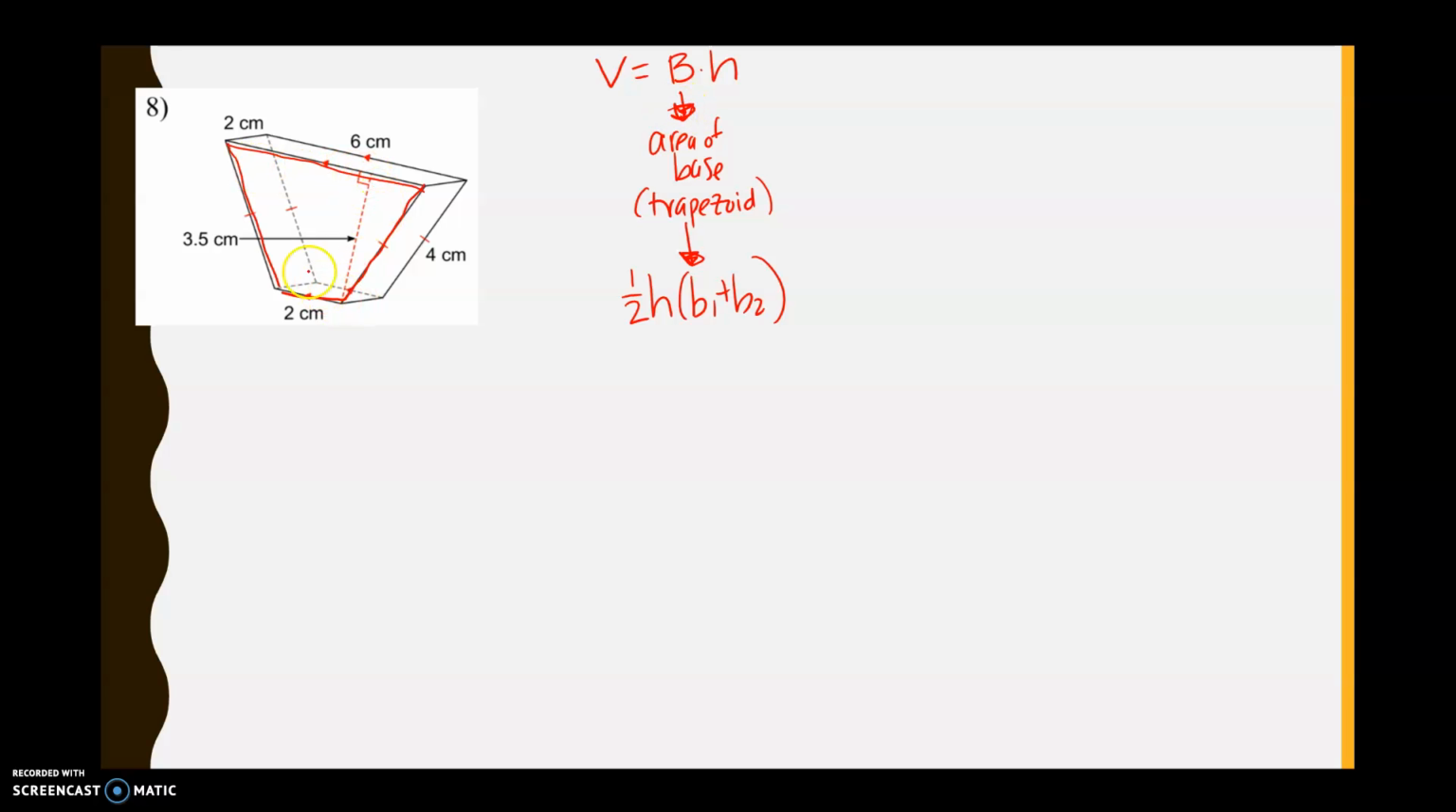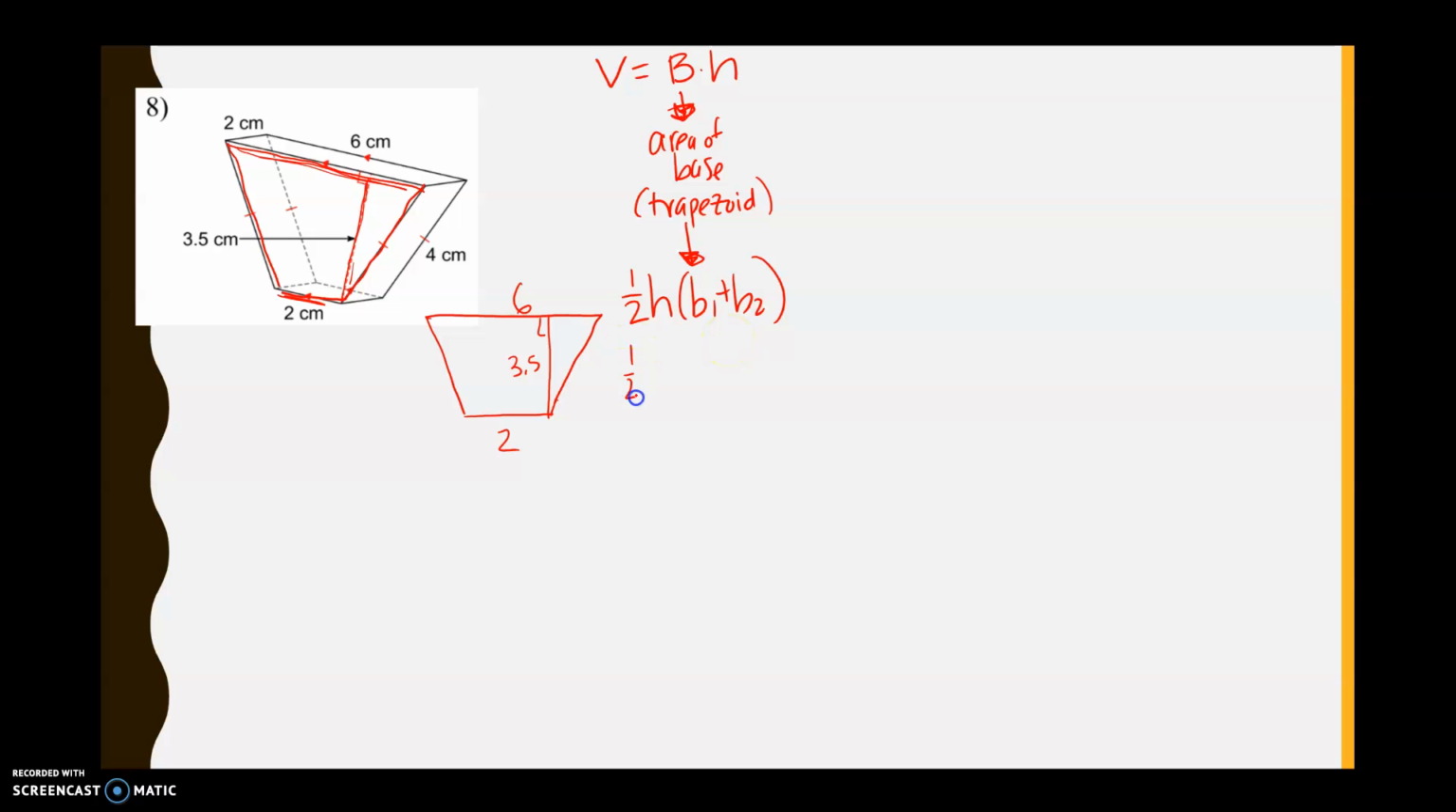Well, I'm looking at this trapezoid, which looks like this. And I know this length up here is going to have a length of 6. This length down here is going to have a length of 2. And then the height of the trapezoid is this guy, and that's going to be 3.5. So using this figure, I want to figure out the area of my base.